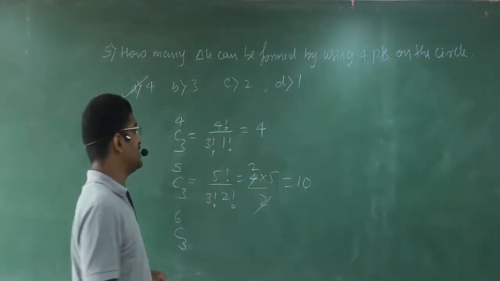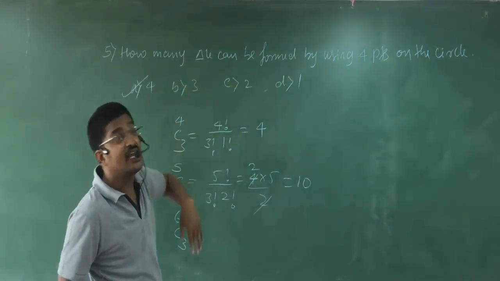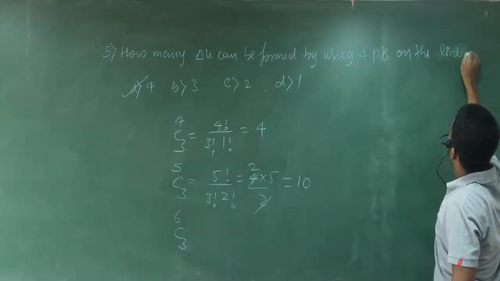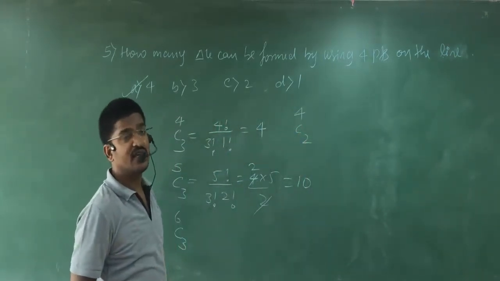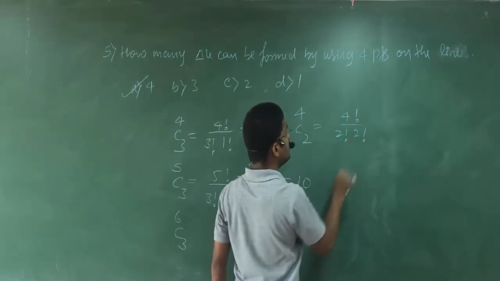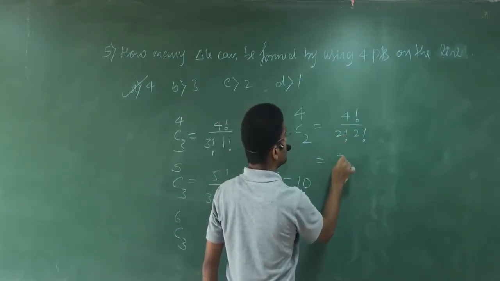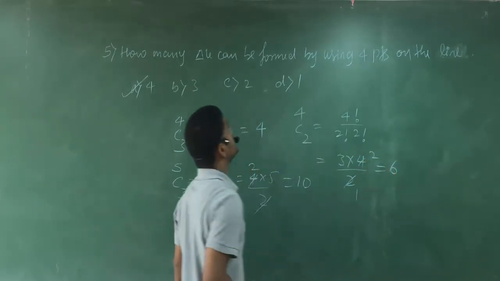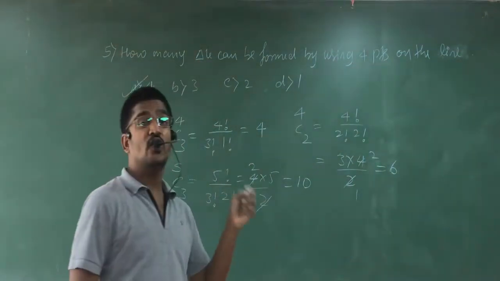Suppose if they ask for lines for the same problem, in the place of triangles on the circle, what will you do? 4C2. Clear? You have to calculate 4C2. It will be 4 factorial divided by 2 factorial into 2 factorial. Therefore, 2 factorial cancelled. 3 into 4 divided by 2, 2 into 1, 2 into 2. Therefore, 6 lines. Clear? You can form 6 lines by using 4 points on the circle.